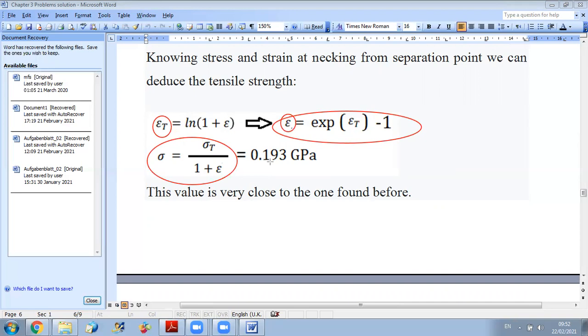And here I get 0.193 gigapascal. Previously, when they gave me the maximum load, I calculated 0.196. So you can see that the value I obtained here is very close to the one found before. This is why this method is very useful to determine the start of necking and the maximum strength whenever I don't have the maximum load.